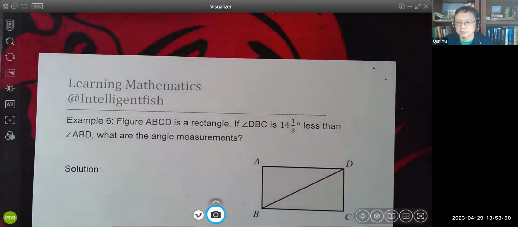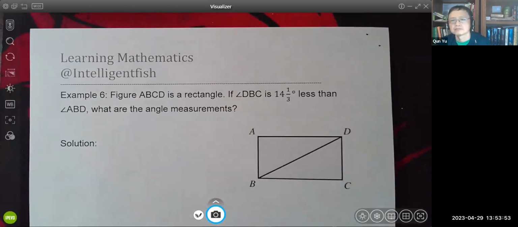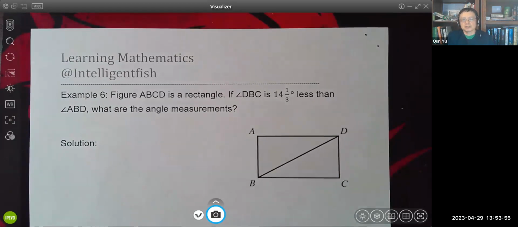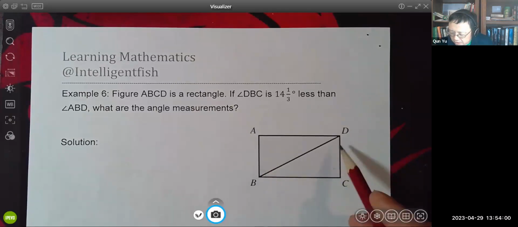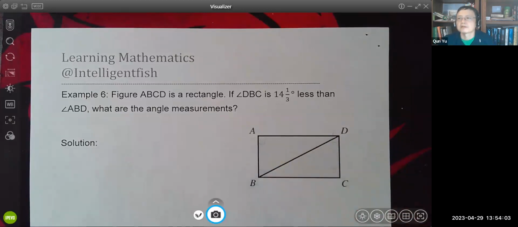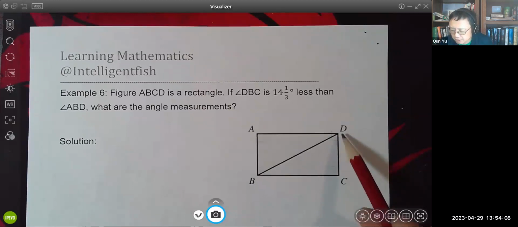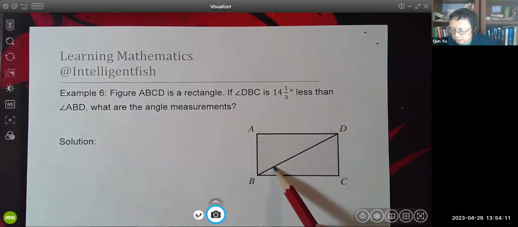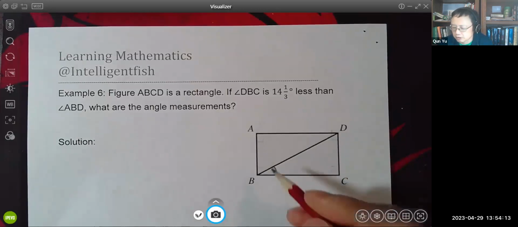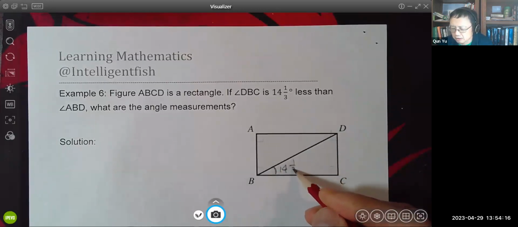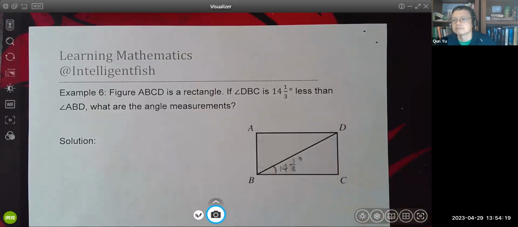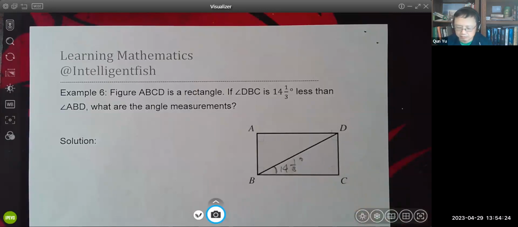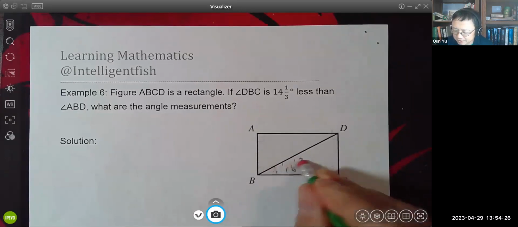We just have one more example to go for this video. Example 6, figure ABCD is a rectangle. That means this is 90 degrees, 90 degrees, 90 degrees, and 90 degrees. Angle DBC, follow the sequence, DBC is referred to this angle, is 14 1/3 degrees. So that's the measure of this angle. Oh, sorry about that. I have not finished reading it. I was too quick.